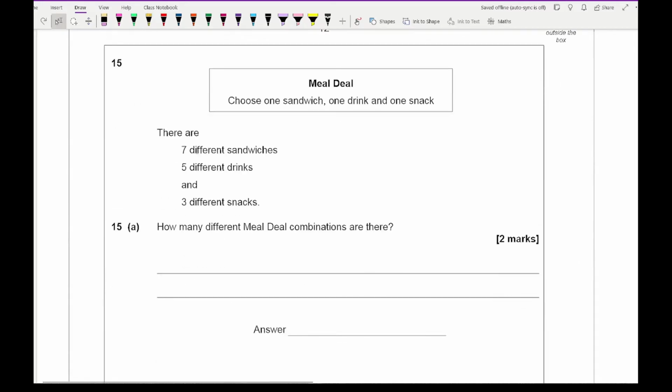Then looking at question 15, it says a meal deal: choose 1 sandwich, 1 drink and 1 snack. There are 7 different sandwiches, 5 different drinks and 3 different snacks. How many different meal deal combinations are there? So for this, we simply multiply the number of options from each other. So 7 times 5 times 3 gives me an answer of 105.